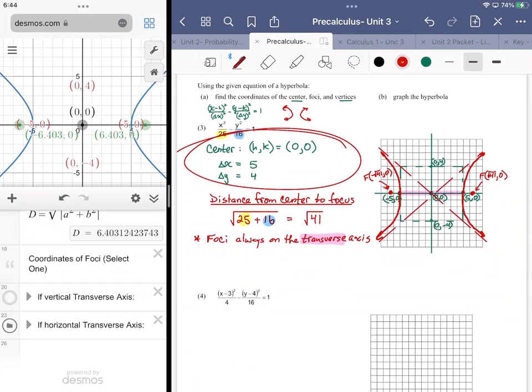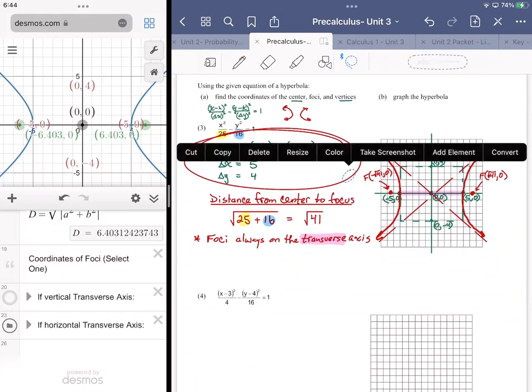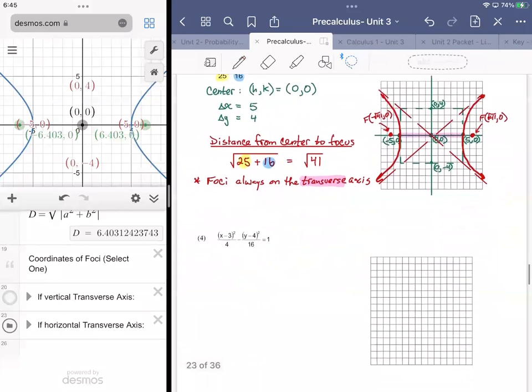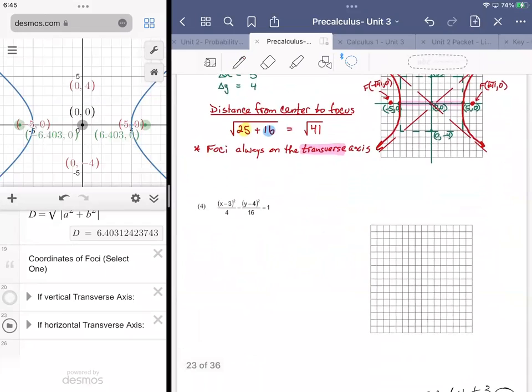So for the check for attentiveness, I'm just going to ask you to take the notes for the second example. You don't have to do the graph if you don't want to. So I'm going to just draw a little line here. Check for attentiveness.